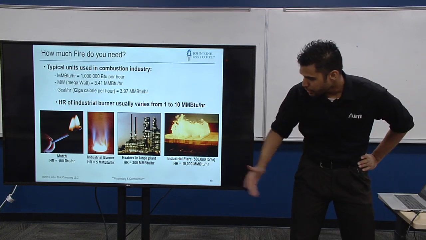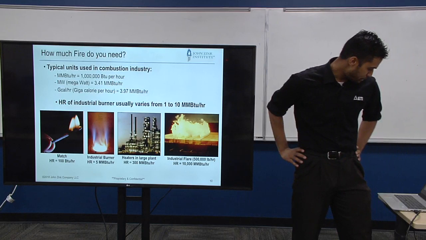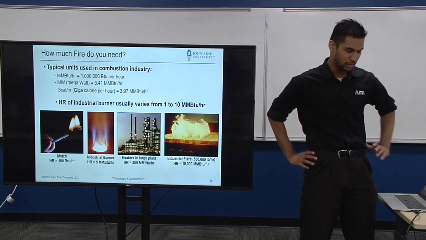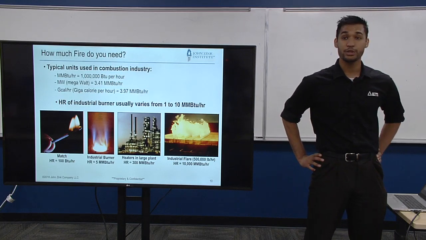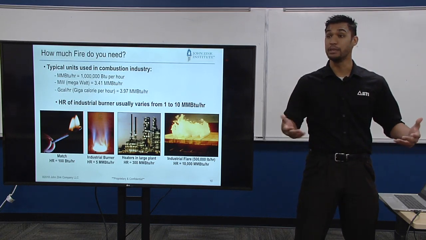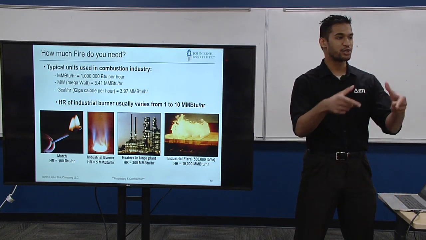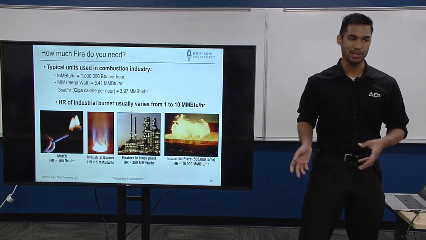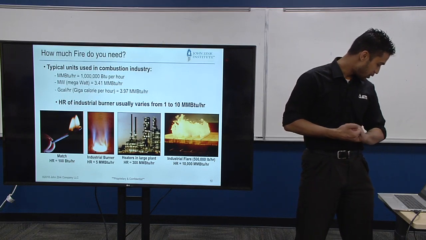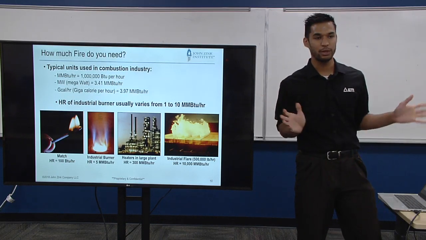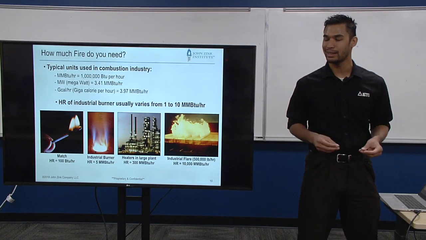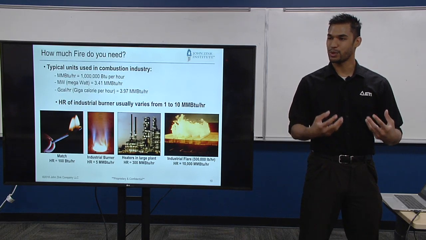So I have some pictures here on the bottom that show some typical examples. Batch would be 100 BTUs an hour of heat release-ish, right? Not exact here. If you have an industrial burner, maybe a feed preheater to your distillation column, 5 million BTUs. Your stove at home, 10,000 BTUs an hour. And in a large plant, if you have a huge chemical process going on, 300 million BTUs an hour are required to keep your process running.